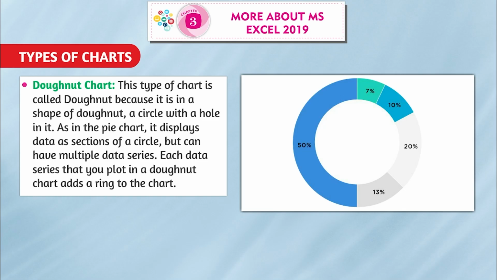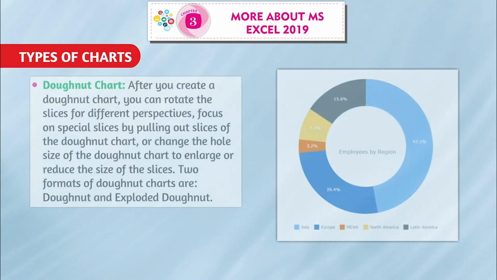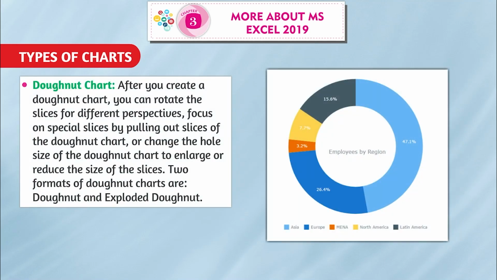Donut chart. This type of chart is called donut because it is in the shape of a donut, a circle with a hole in it. As in the pie chart, it displays data as sections of a circle but can have multiple data series. Each data series that you plot in a donut chart adds a ring to the chart. After you create a donut chart, you can rotate the slices for different perspectives.